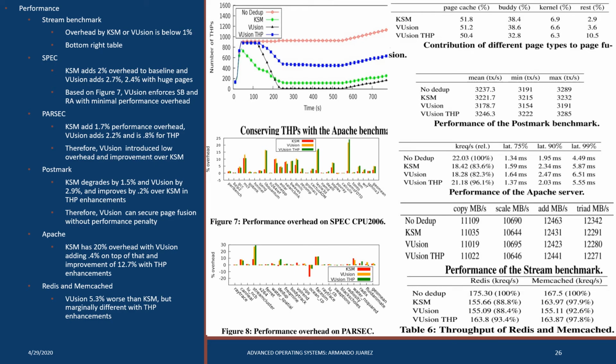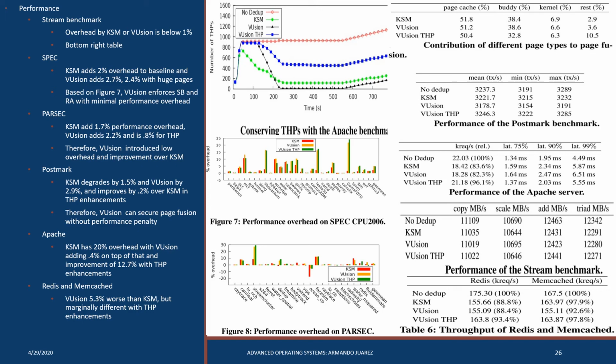With respect to Parsec in the bottom left-hand side, labeled Figure 8, KSM added 1.7% performance overhead, where VUsion added 2.2% and is actually only 0.8% for bigger pages. Therefore, VUsion introduced low overhead and improvement in the large pages over KSM, which is obviously very good.